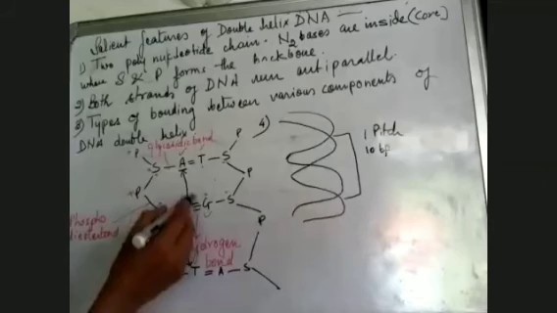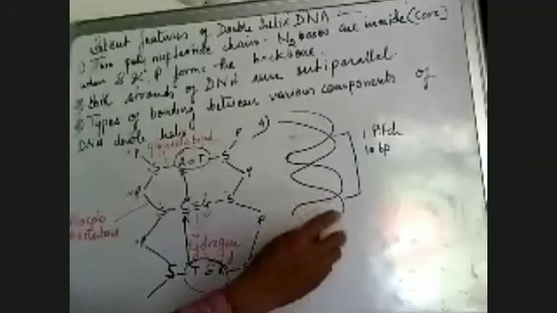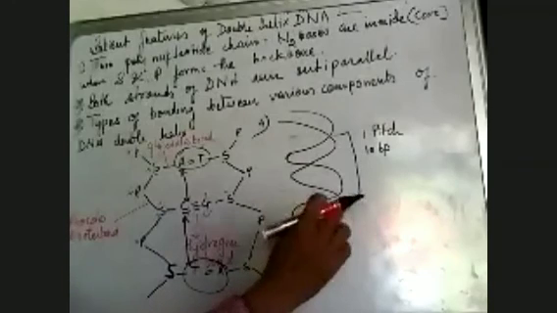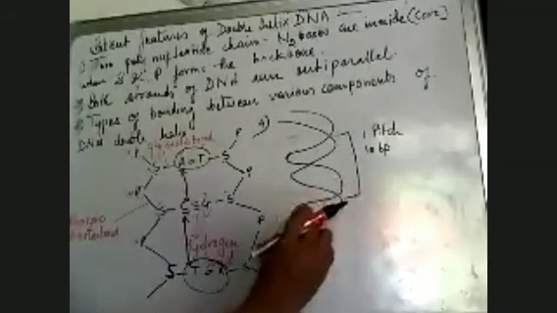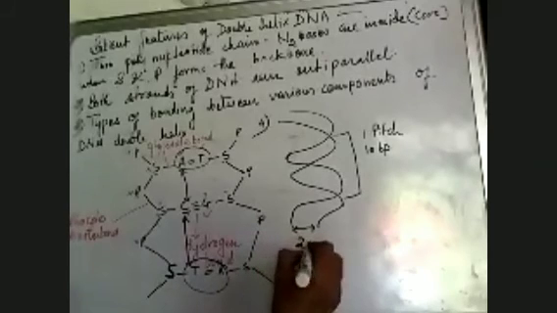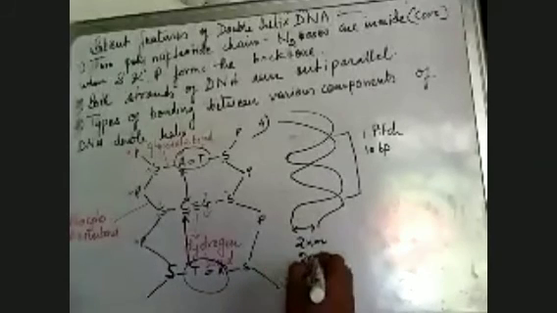How many base pairs are there? This I'm going to tell you now. First of all, I'll tell you what is the gap between the two strands. This is one strand of DNA and this is another strand of DNA. This gap I'm going to tell you first. This is about 2 nm, nanometer. Or when we write it in angstrom, it will be 20 angstrom.